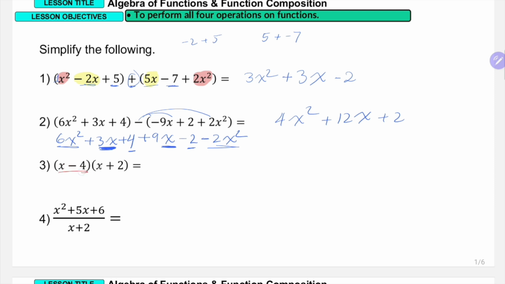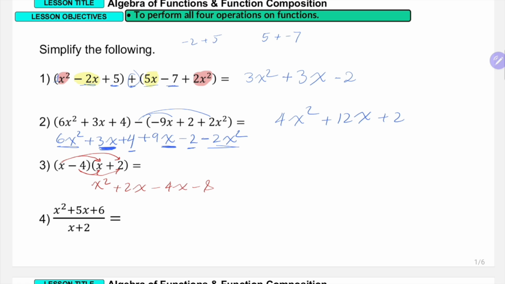Here I have 2 binomials. Between them nothing means a multiplication. So when I write them between brackets, it means I should multiply. So here let's recall the distributive property and the FOIL method. So multiply the first by the first, which will give me x squared. Multiply the first by last, and this will give me positive 2x. Multiply negative 4 by x gives me negative 4x, and finally negative 4 times positive 2 gives negative 8.